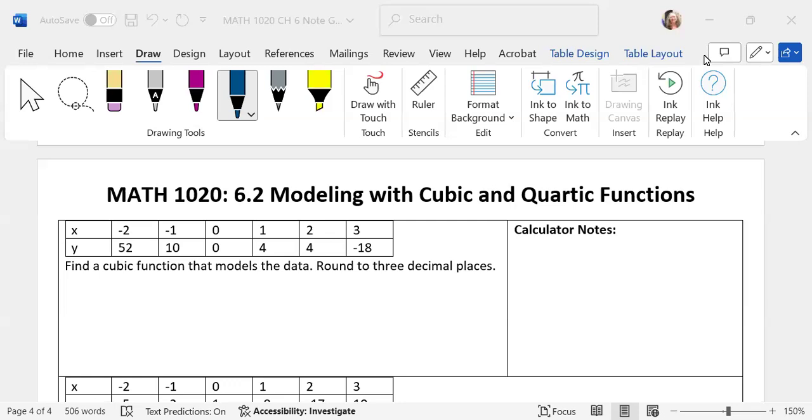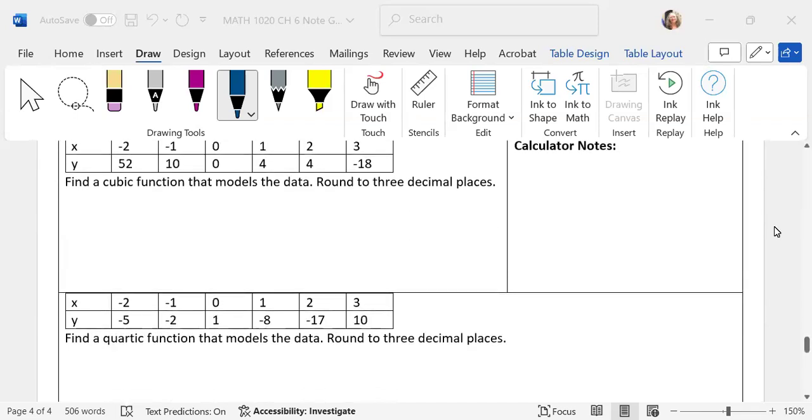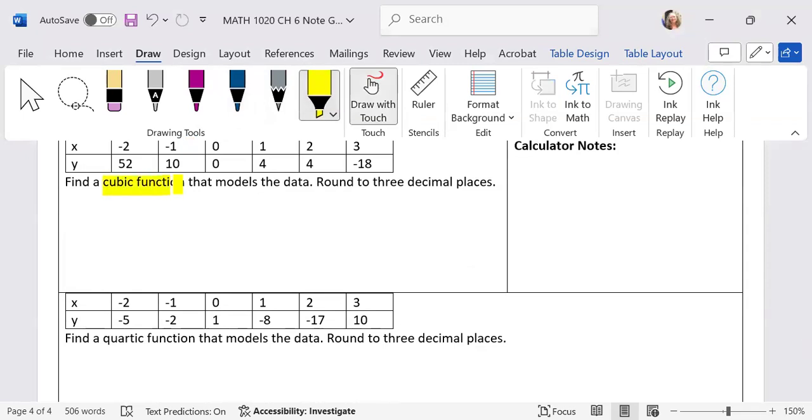This is section 6.2, modeling with cubic and quartic functions. If you don't have your note guide, just take a picture or write this information down. Then I'm going to float over to the calculator, but please make note that my math lab tells you specifically it wants a cubic, it wants a quartic. Okay.